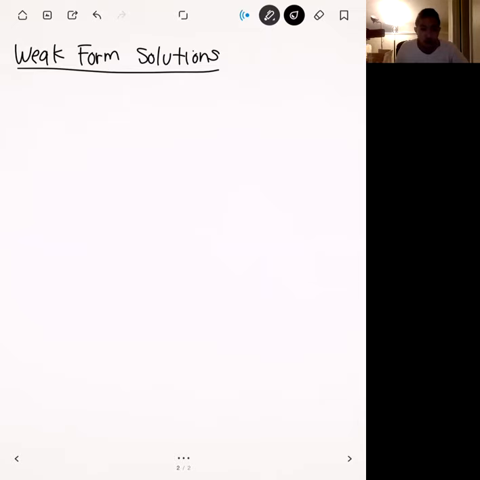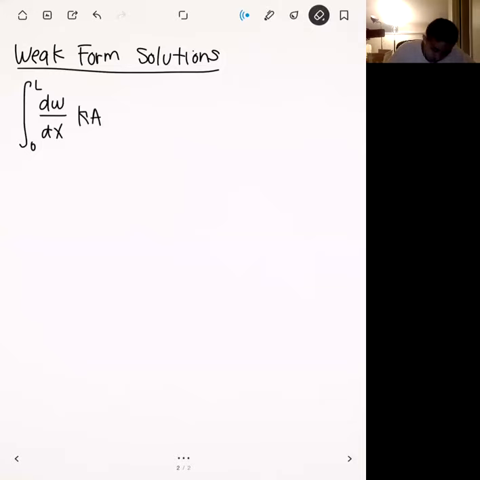The most general form for the weak form solutions is given by the following equation. We take the integral from 0 to L, and in the integrand we have dw/dx, the derivative of our weighting function. Then we have our material constants. This is for heat transfer at first, so we have the thermal conductivity times the cross-sectional area. Then we have the derivative of our solution function, dT/dx, dx. That's on one side of the equal sign.